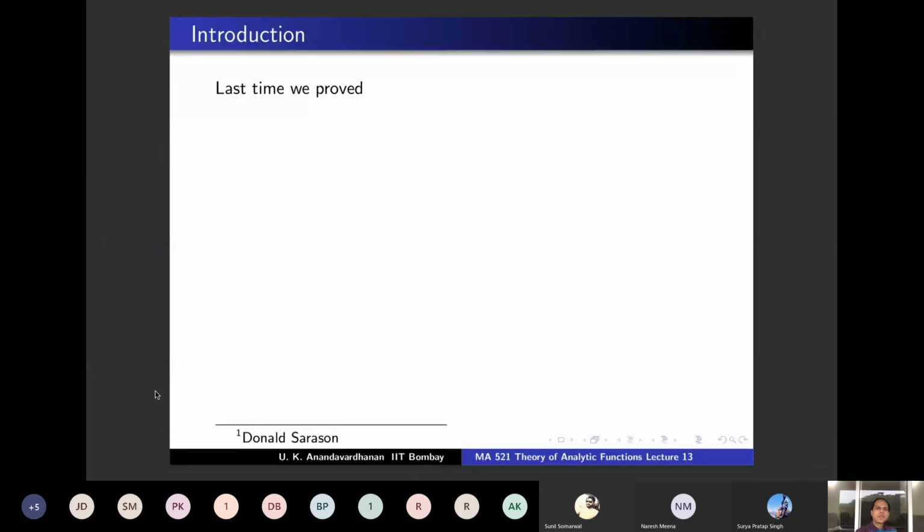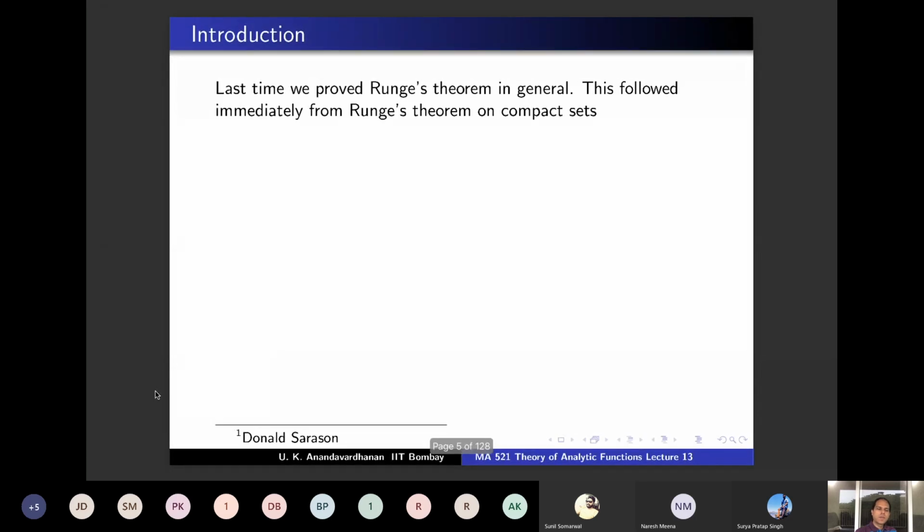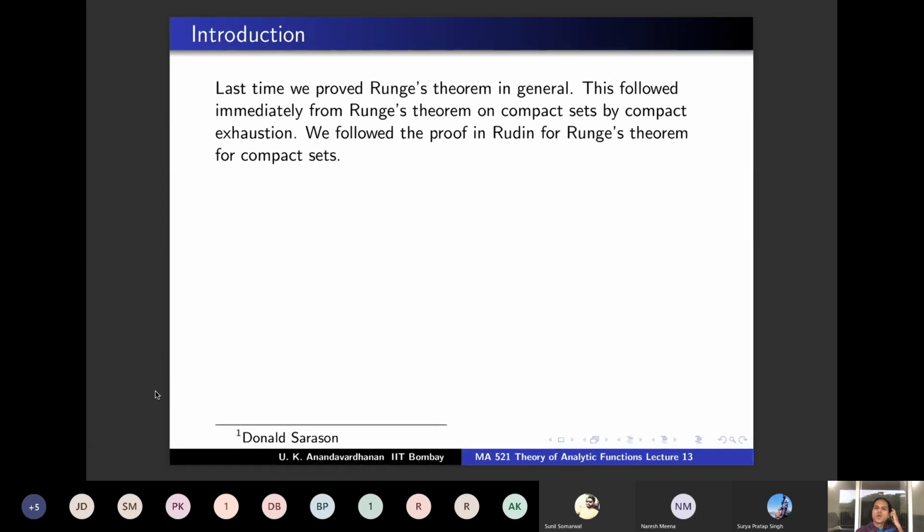Okay, good. So last time we proved Runge's theorem in general, meaning for any open set. This followed immediately from Runge's theorem on compact sets by what we call compact exhaustion. And we followed the proof in Rudin for Runge's theorem, which was slightly conceptually advanced because it uses functional analysis, etc. So you should not think that Runge's theorem actually needs those things. That is just Rudin's approach. It's a good approach. It's a beautiful approach.